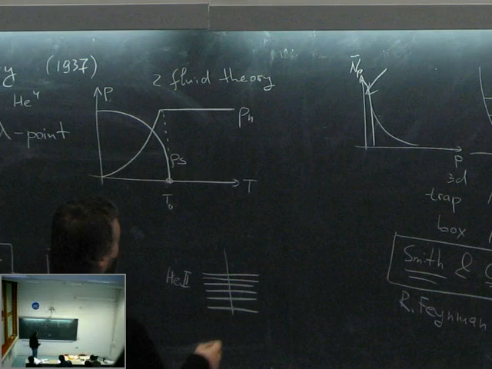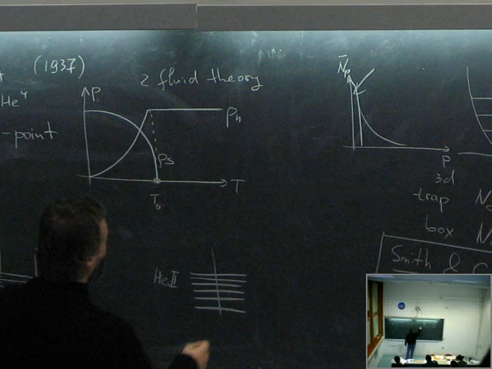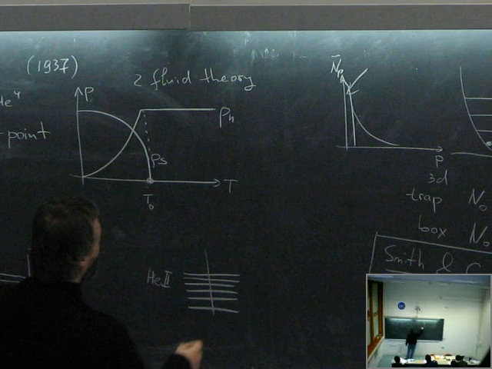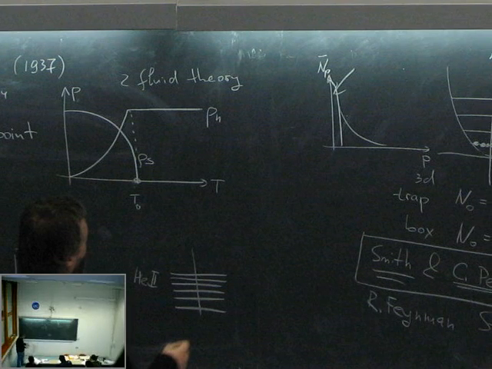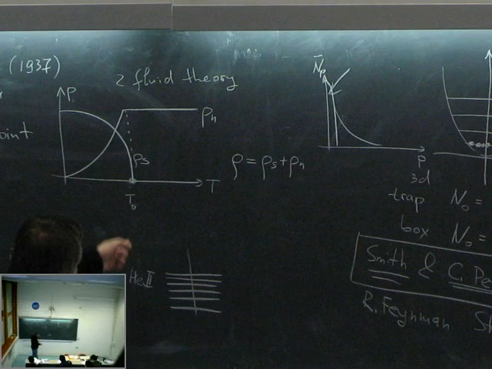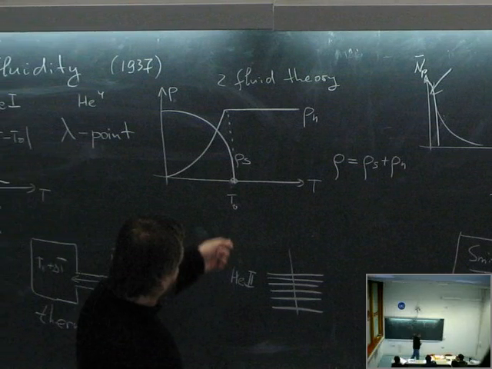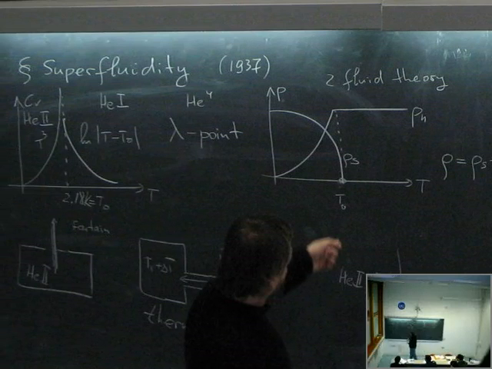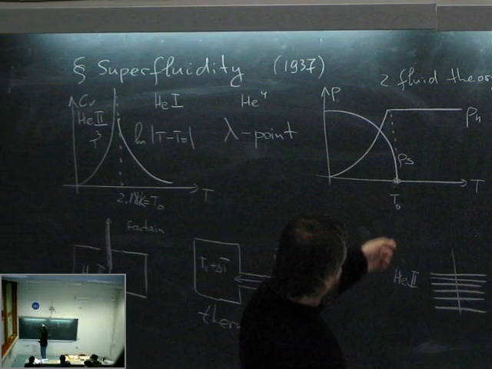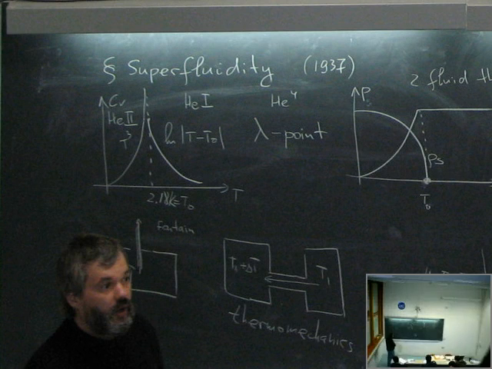So the total density consists of superfluid plus normal, and at sufficiently low temperatures the whole substance behaves as a superfluid, and at temperatures higher than T0 the liquid is completely normal. So there is a phase transition, and the superfluid density may be identified as an order parameter.